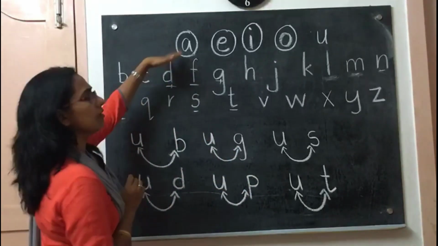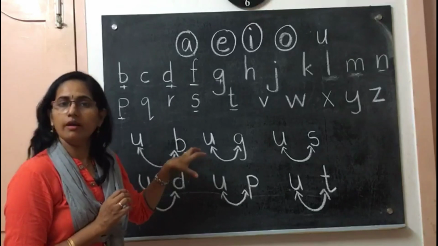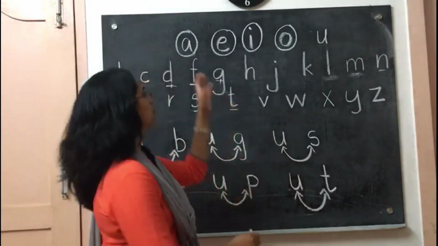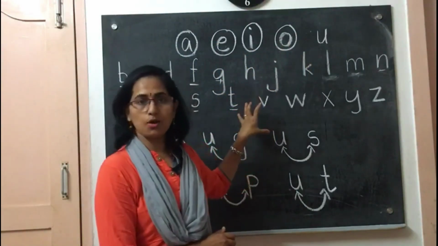See, the consonant and vowel. When you join a vowel with a consonant, this is how we should give practice. So friends, I have completed joining vowels with the consonant. All 5 vowels with the consonant.